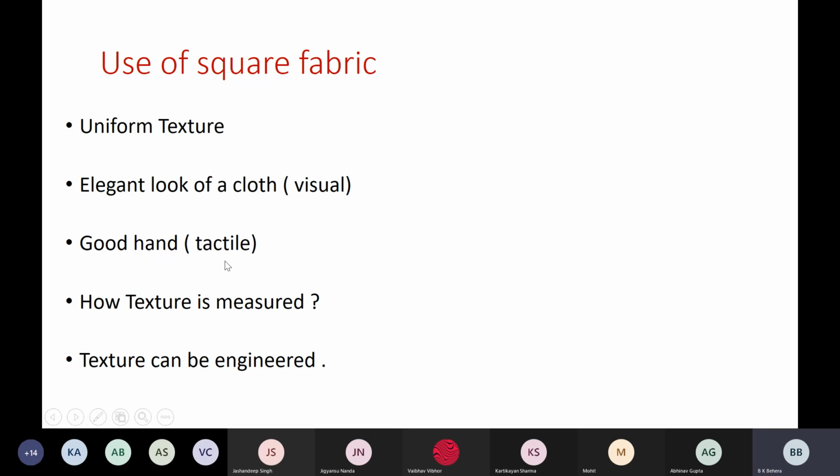Hand is similarly a tactile perception. Just like texture is a visual perception, hand is a tactile perception, meaning what is the reaction of our skin. Skin is also another sense organ, like eye is one sense organ, skin is also another sense organ. When you touch a fabric, what is the perception, meaning how our skin reacts to the fabric. That is called fabric hand value.